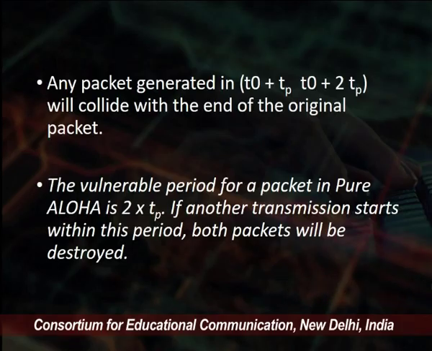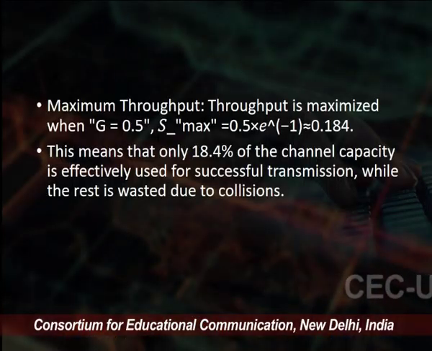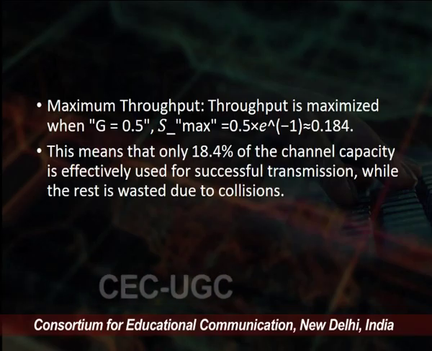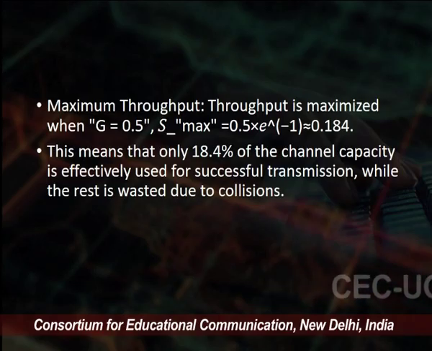Now moving on to slotted ALOHA, one point here: if we calculate the efficiency of pure ALOHA, it comes to 18.4% only, which is equal to 1/(2e), that is, 0.5 into e to the power minus 1, and that maximum throughput comes to 18.4%. This means that only 18.4% of the channel capacity is effectively used for successful transmission, while the rest is wasted due to collision.